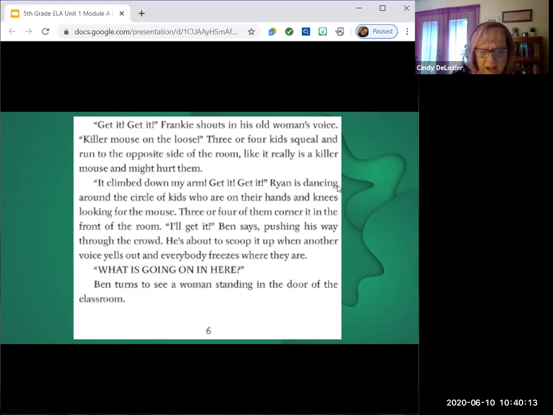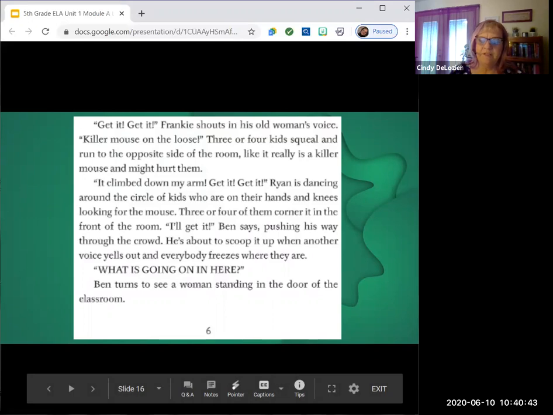Get it! Get it! Ryan is dancing around the circle of kids who are on their hands and knees looking for the mouse. Three or four of them corner it in the front of the room. I'll get it, Ben says, pushing his way through the crowd. He's about to scoop it up when another voice yells out, and everybody freezes where they are. What is going on in here? Ben turns to see a woman standing in the door of the classroom.